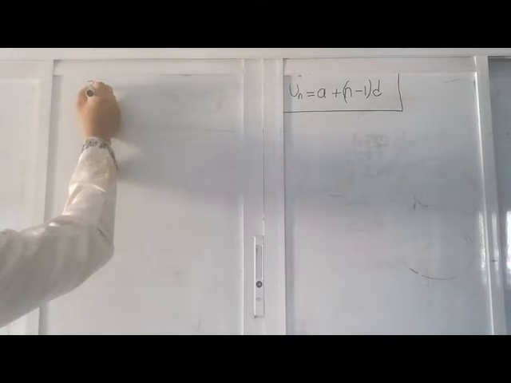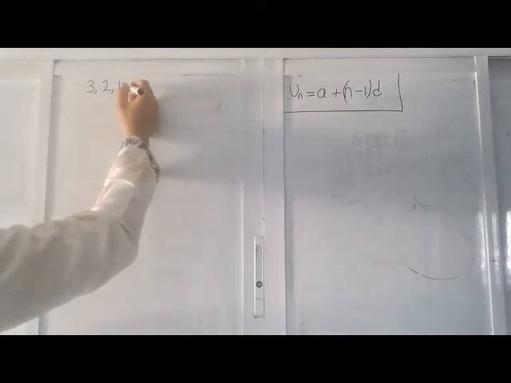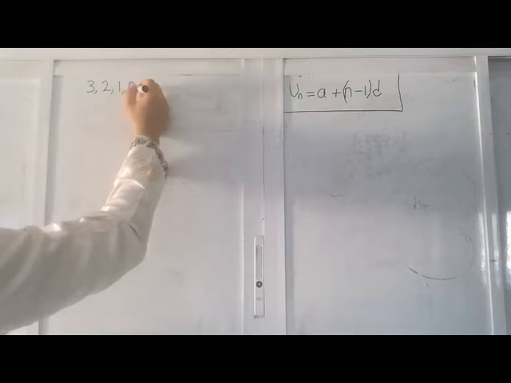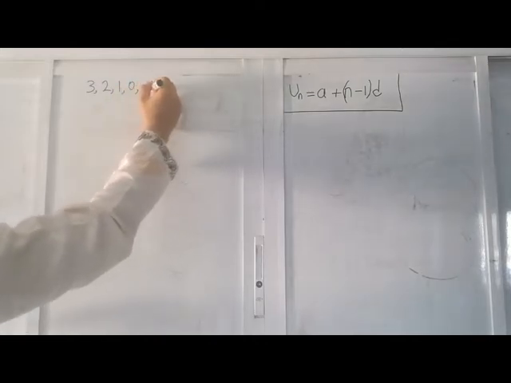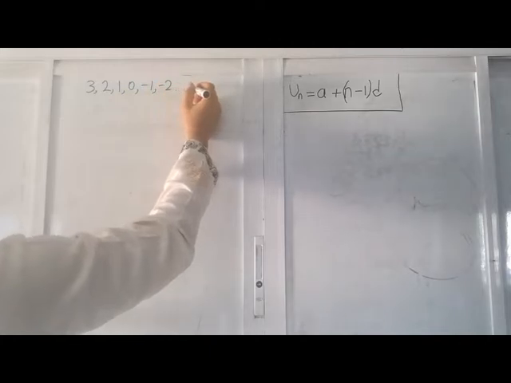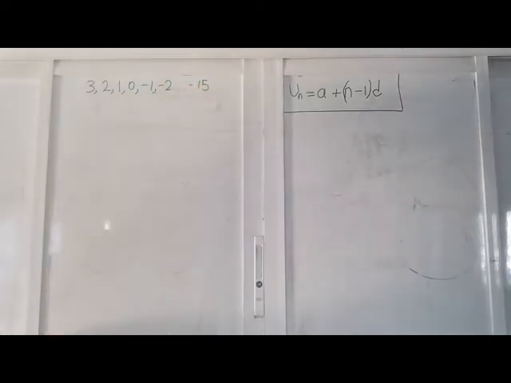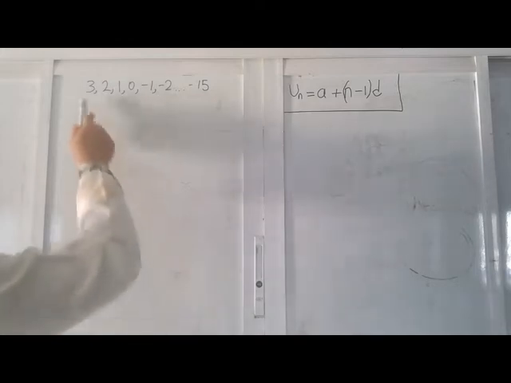They gave us 3, they gave us 2, they gave us 1, they gave us 0, they gave us minus 1, they gave us minus 2, and it will continue to minus 15. And what they asked us to do is to find out how many terms we will get in this arithmetic progression. There are some basic things we can deduce from this. The first term is 3.